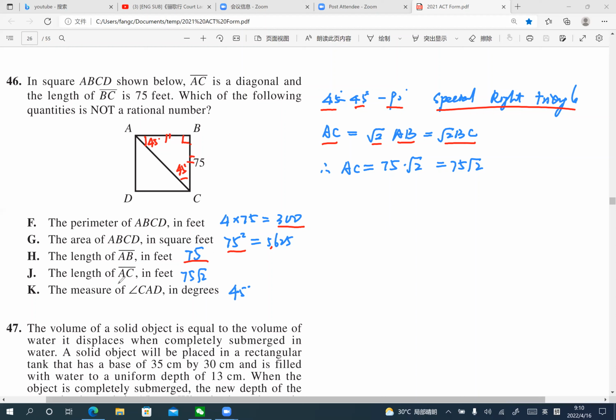Option J, the length of line segment AC. Like we said, AC equals 75 square root of 2. So this is not a rational number. So question 46, we should choose option J. The last option K, the measure of angle CAD is 45 degrees. So this is also a rational number.